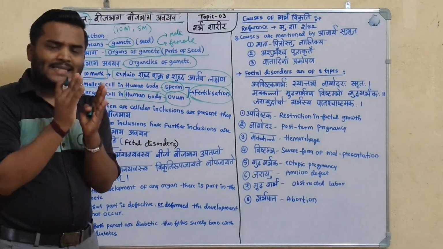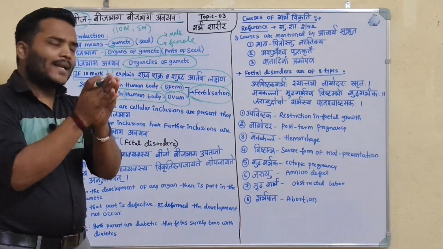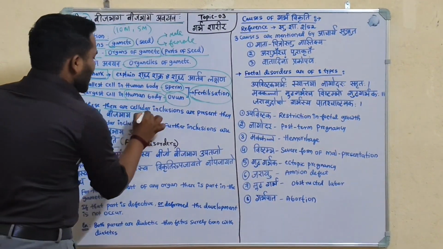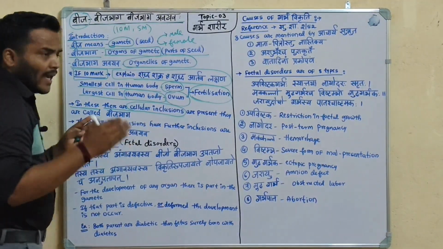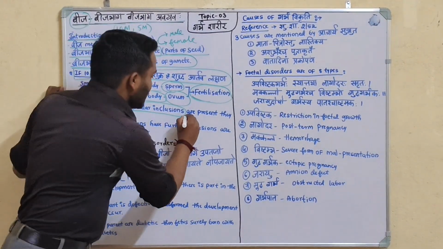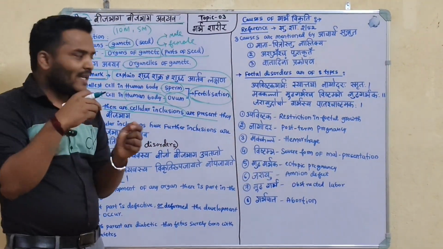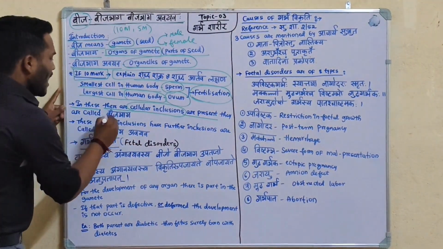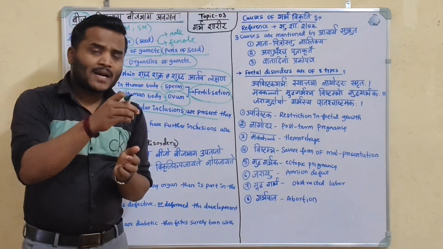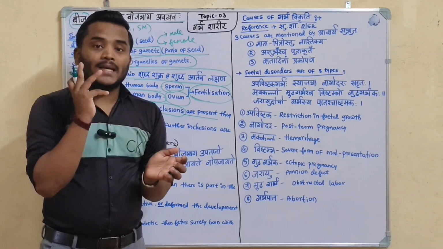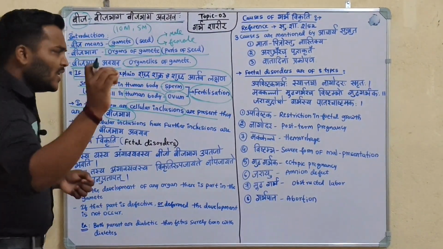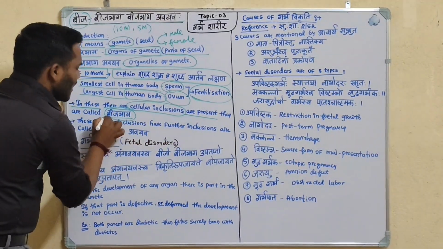Let us consider one gamete, the male gamete. In this male gamete, cellular inclusions are present. They are called बीजभागा. बीजभागा कहाँ पे है? बीज के अंदर है. Inside the seed, in the form of cellular inclusions, they are called बीजभागा.